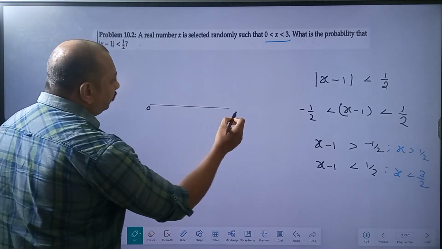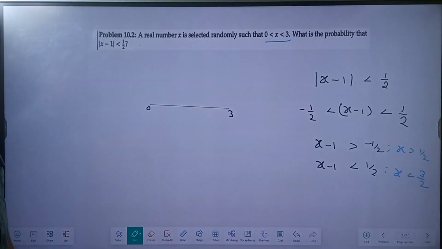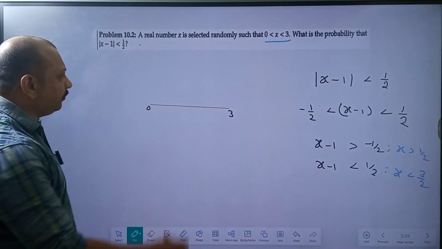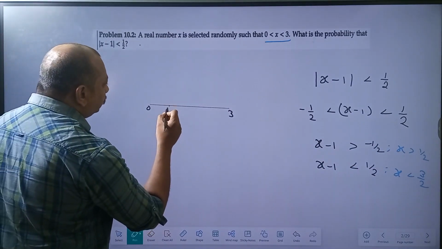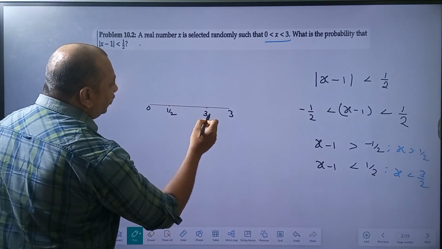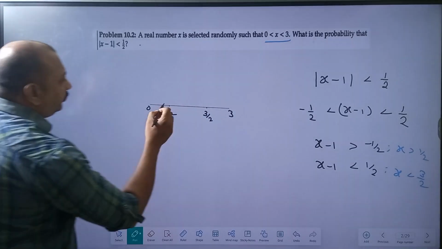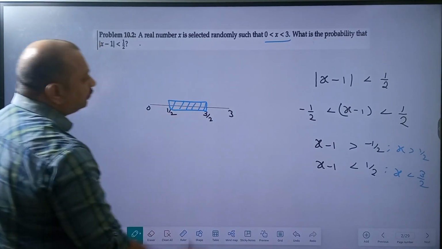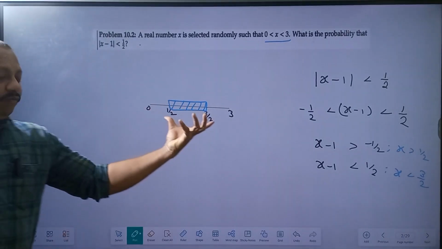This is your 0 and this is your 3. And the favorable region is greater than 1 by 2 and less than 3 by 2. That is somewhere here 1 by 2, somewhere here 3 by 2. So this is your successful region.